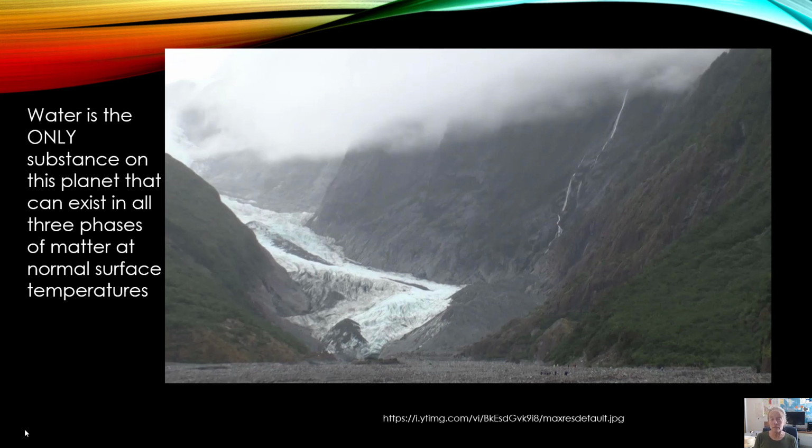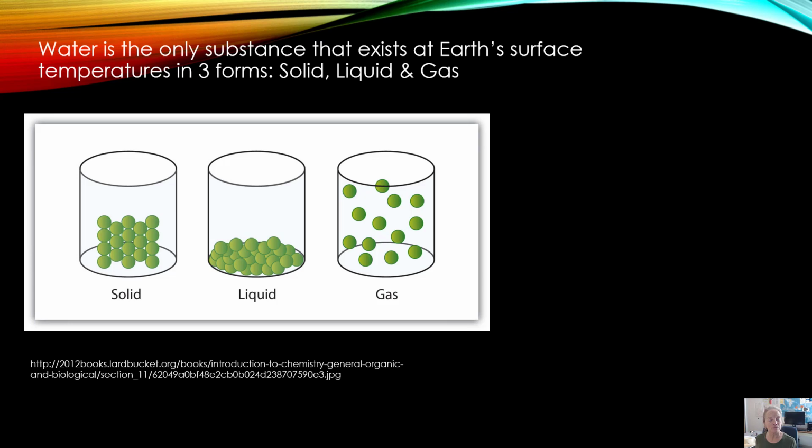But it's the only substance on our planet that exists in all 3 phases, like in this picture, at normal surface temperatures. So, in this picture, we've got clouds, right? So we got gaseous water. You can see a waterfall, liquid water coming down on the right, and at the bottom, this valley has a glacier in it. So solid water, the only one.